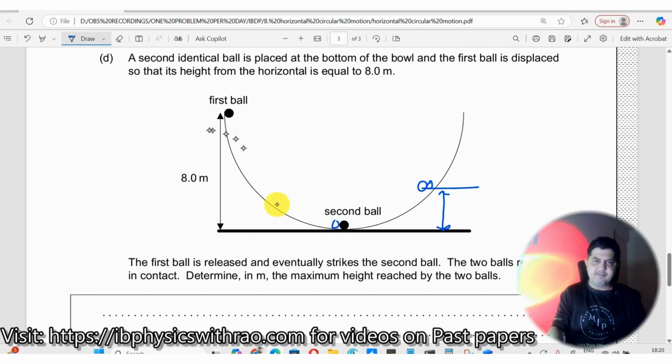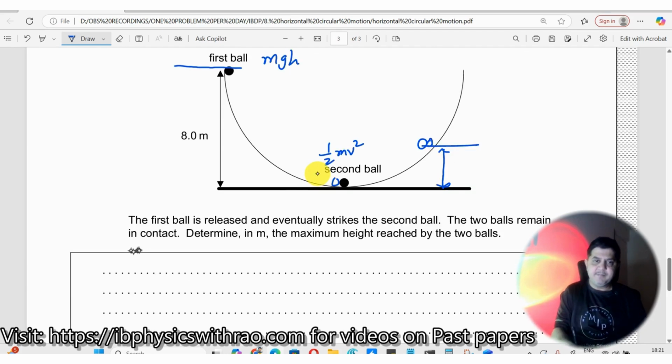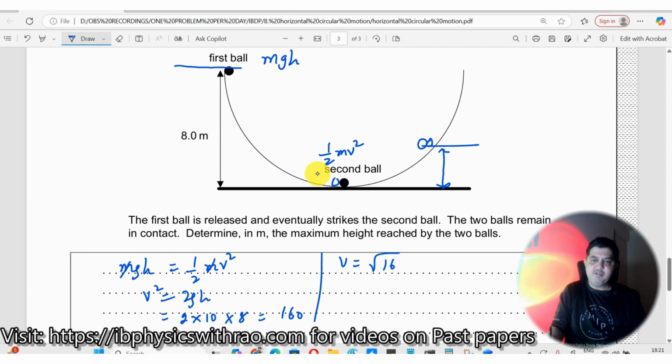So what you do is this. This ball is at a height of so much, so it has an energy equal to mgh. Now when it comes over here and strikes, before striking, what is its energy? All the energy is converted to kinetic energy, which is half mv square. So mgh is equal to half mv square. The m goes away, so v square is equal to 2gh. Therefore this is 2 into 10 multiplied by 8, which is 160. In other words, v is equal to root 160.